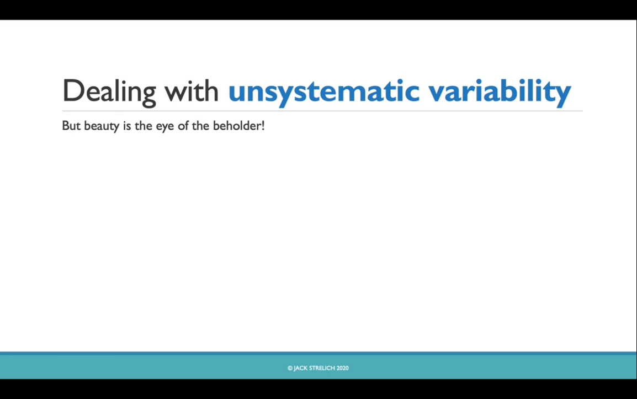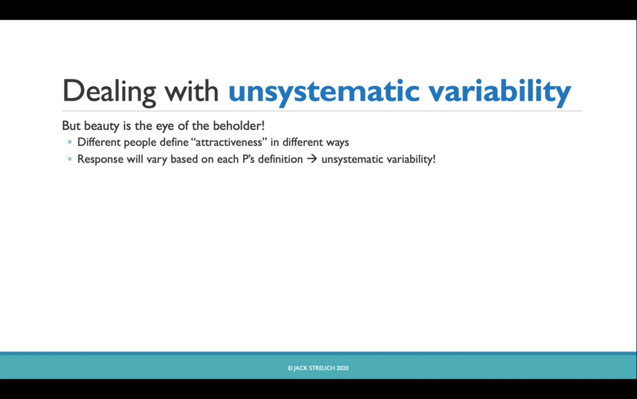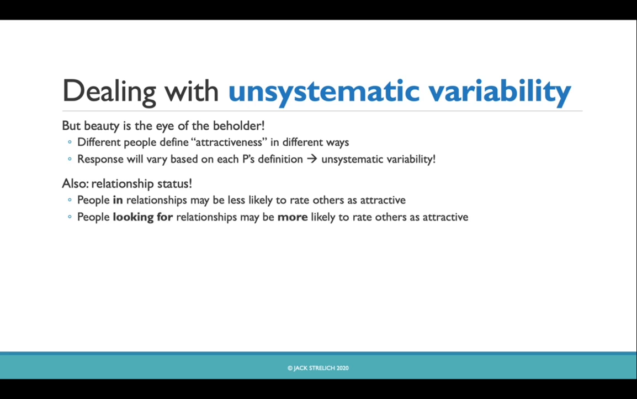Now, a problem we might run into here is that beauty is in the eye of the beholder. Different people define attractiveness in different ways. This means that responses will vary depending on each participant's definition, and that will introduce unsystematic variability to our data. There's also the issue of relationship status. People in relationships may be less likely to rate others as attractive, and people looking for relationships may be more likely to rate others as attractive. So here, differences in participants' relationship status may also introduce unsystematic variability to our data. So how might we reduce this unsystematic variability and thus increase our power?